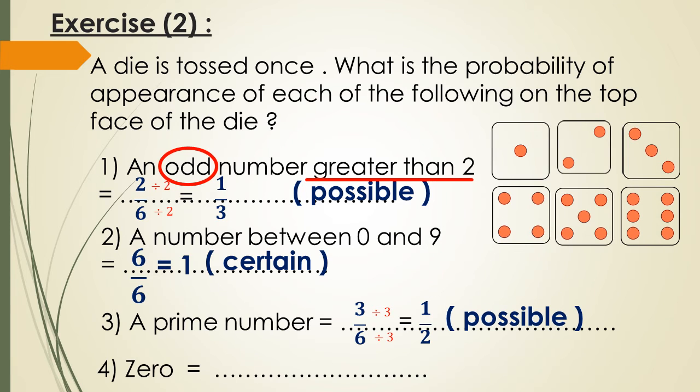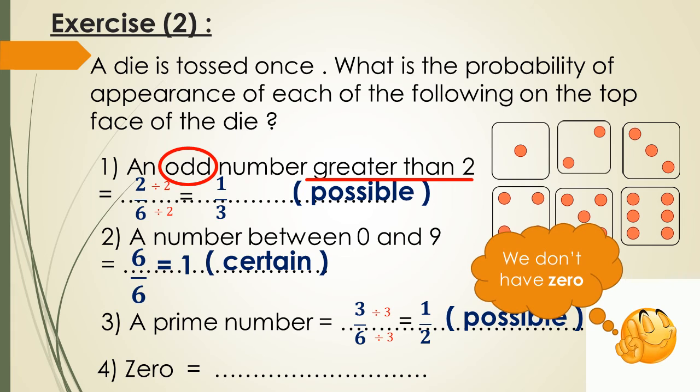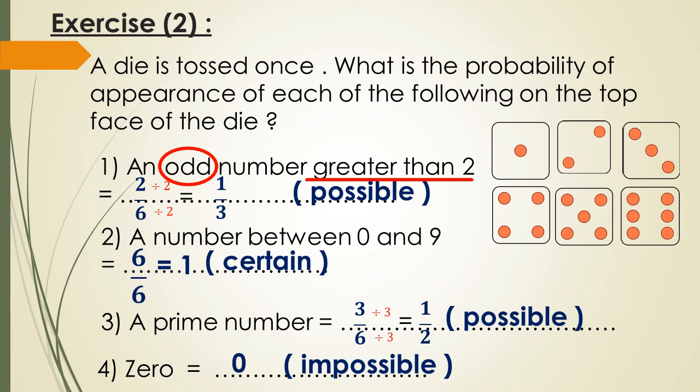And now, number 4, the probability to get 0. How many faces with 0? There is no 0 here. We don't have any 0. So the probability will be an impossible event, and the impossible event equals 0.